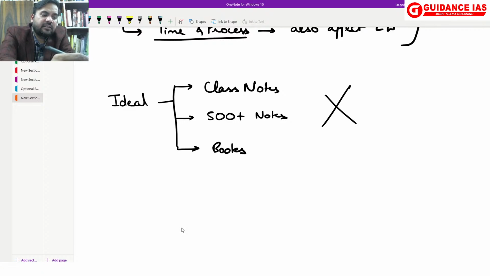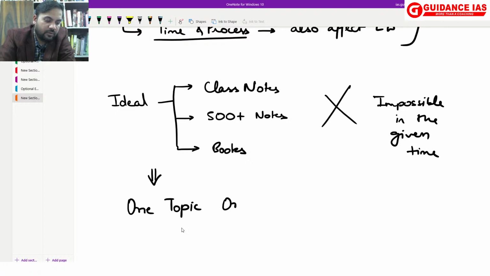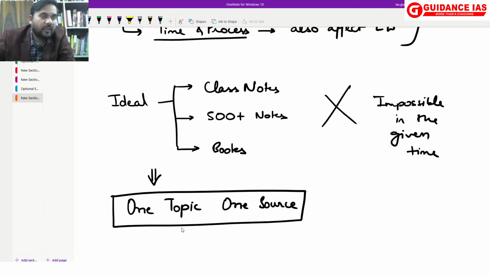I would say that it is impossible in the given time. In the given time. ठीक है? So my suggestion is very clear with respect to this, and this will be our law throughout. One topic, one source. This is going to be our motto throughout this course. One topic, one source.